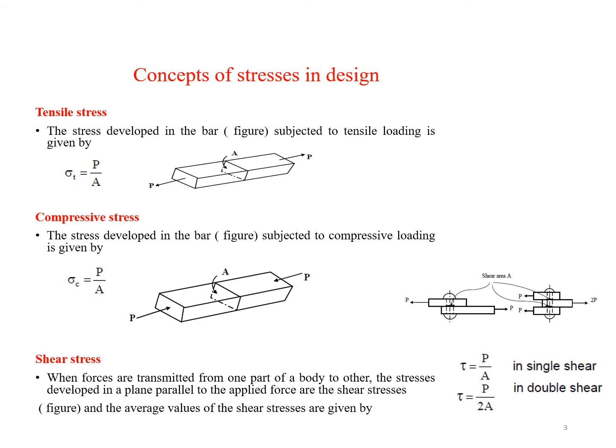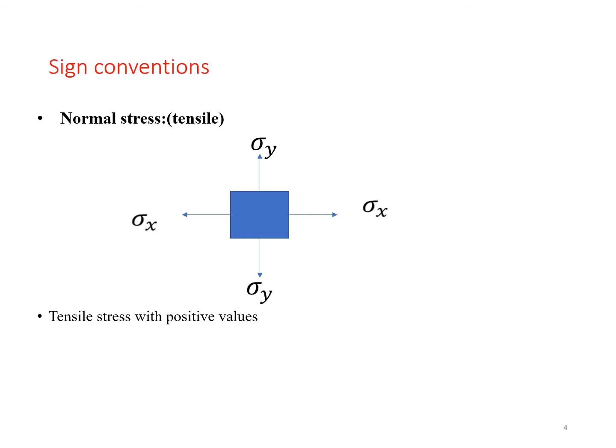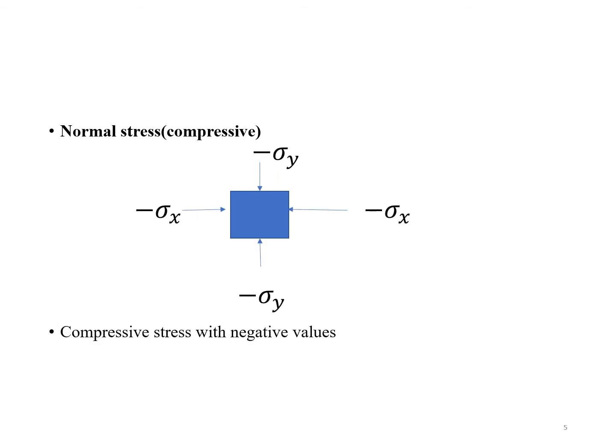rivets. Coming to the sign conventions for the normal stress in the tensile cases, we can write as shown in the figure. You have a sigma x and sigma y in the direction of x and y. Similarly, for the compressive stress, we have minus values, which is towards the body, right? So you have a minus sigma x and sigma y as shown. So you have negative values.